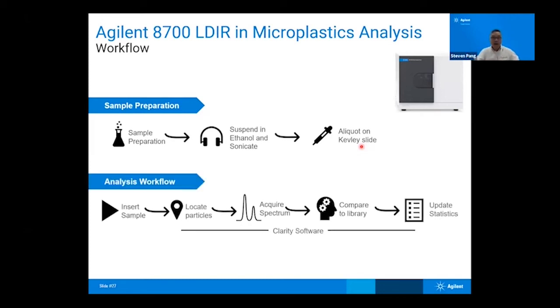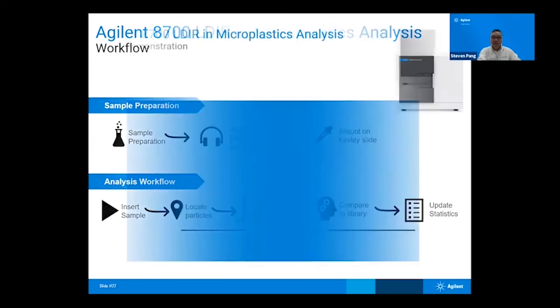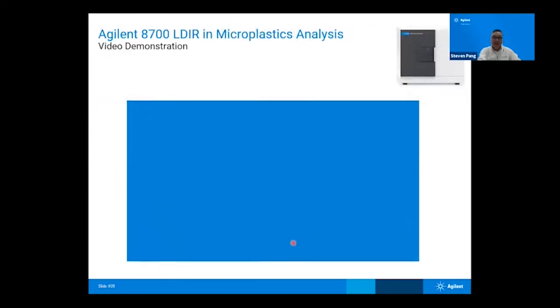And then the analysis workflow, where Agilent has developed a new software called the Clarity software, helps us locate where the particles are. And the next thing is to shoot our laser onto it. Okay, and then we acquire the spectrum, compare it to a known library, and update the statistics. Now, sounds so simple, isn't it? Let me show you a short video on how this is being done. Okay, so let us look at that video demonstration.